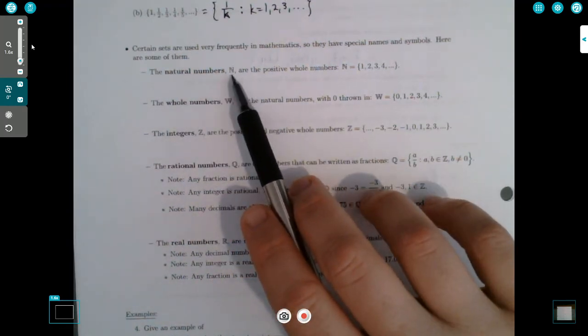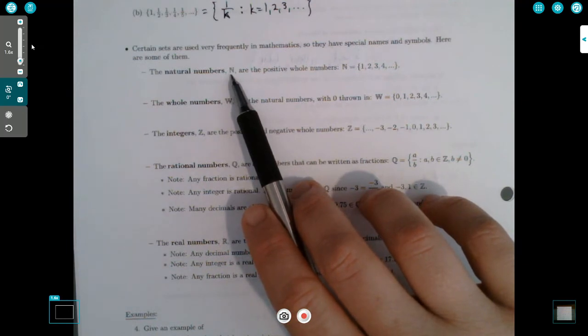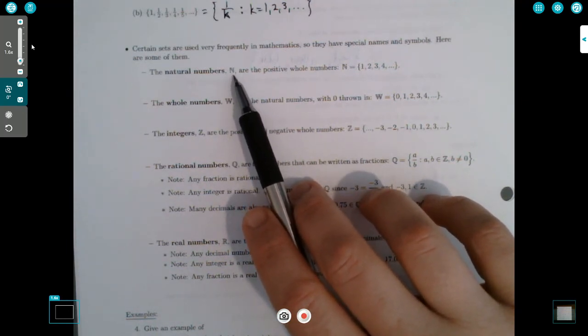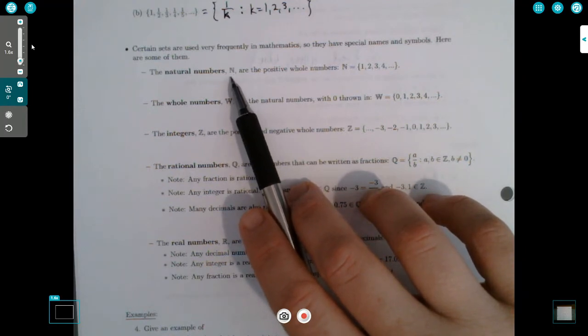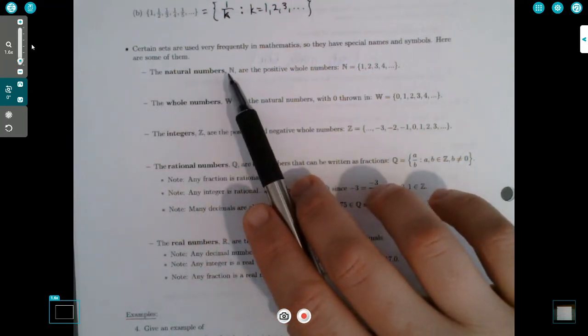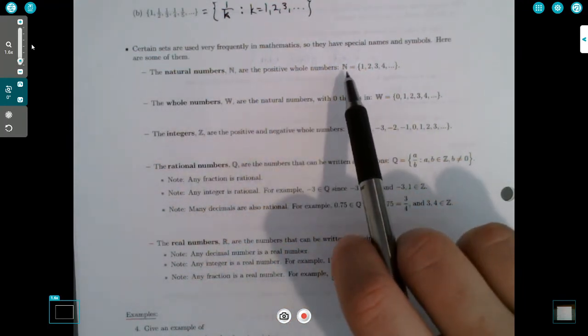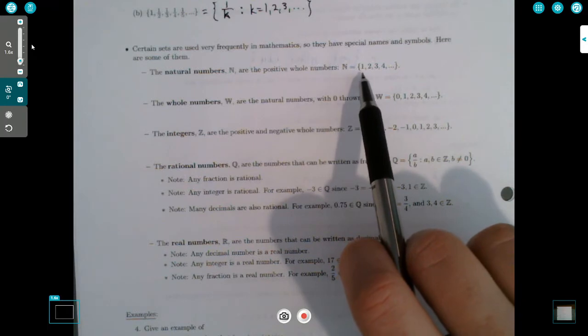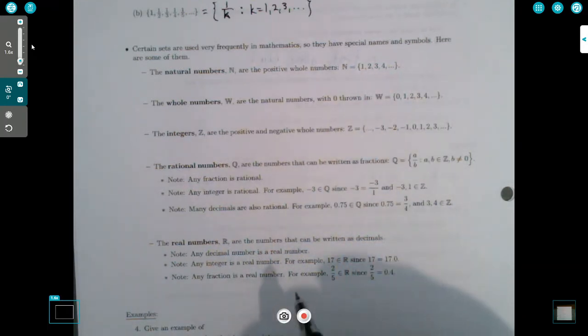The natural numbers get this symbol, N, where you have this kind of weird double stem in the middle. Your textbook actually doesn't use this symbol, it just uses a normal looking N. But most math textbooks these days will use this symbol. So the natural numbers N are the positive whole numbers. So N is the set 1, 2, 3, 4, 5, 6, 7, 8, on and on and on forever.